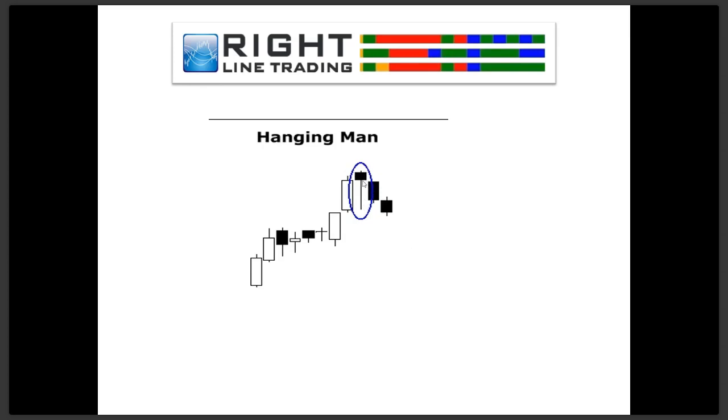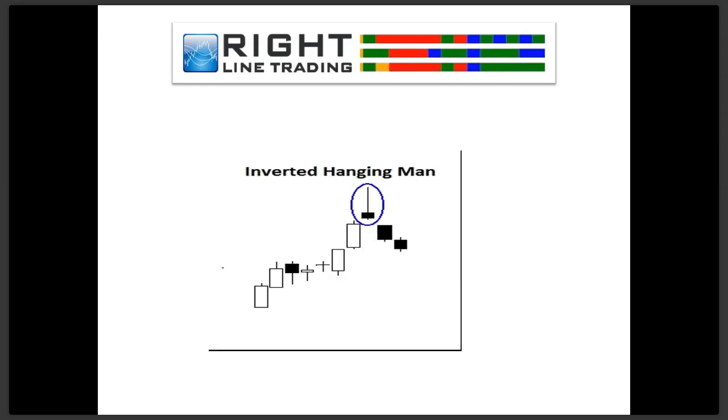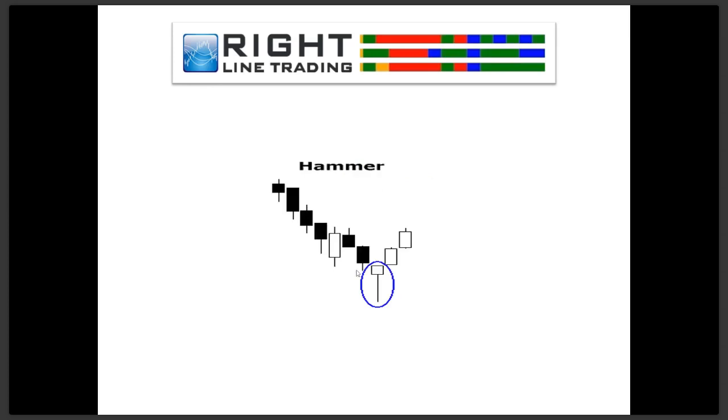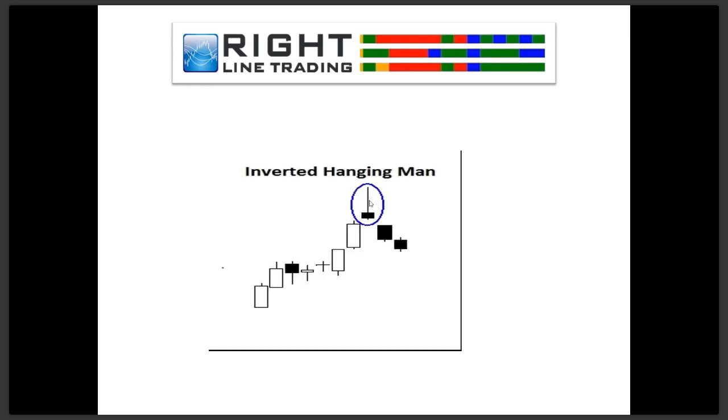And here's your hanging man. Let me just change this. Inverted hammer. They call this an inverted hanging man. This is what we call a hanging man. And what I'm trying to do is simply simplify the nomenclature. Japanese candlestick nomenclature is confusing. So let me just go back to here. Here's our hammer, our bullish hammer. And here is our hanging man. Japanese candlestick dogma calls it an inverted hanging man. We're not going to look at it that way. This is our hanging man.